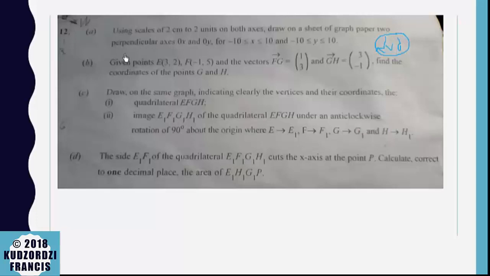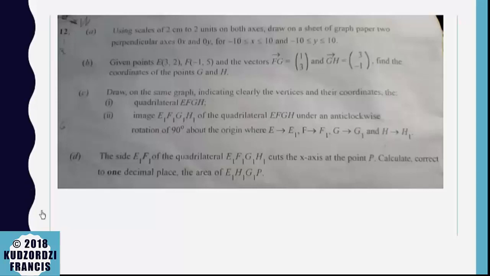Now this is question 12. Using scales of 2 centimeters to 2 units on both axes, draw on a sheet of graph paper two perpendicular axes, OX and OY, for the intervals negative 10 to positive 10 for both X and Y. Given points E(3, 2), F(-1, 5) and vectors FG = (1, 3), GH = (3, -1), find the coordinates of the points G and H.